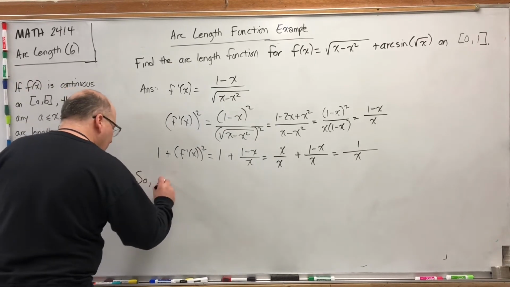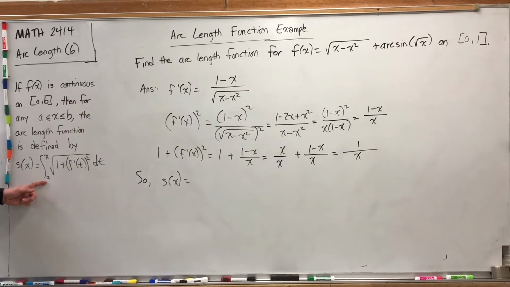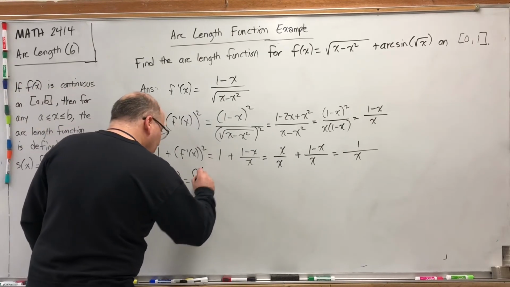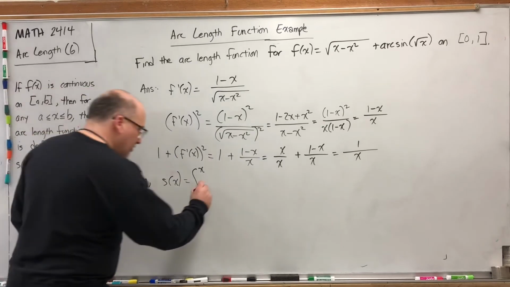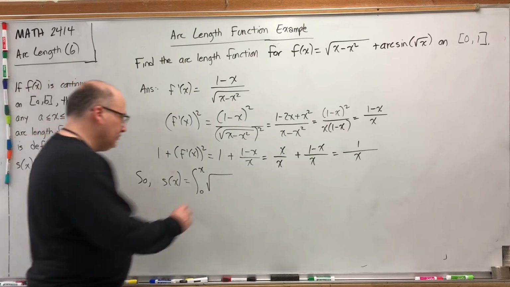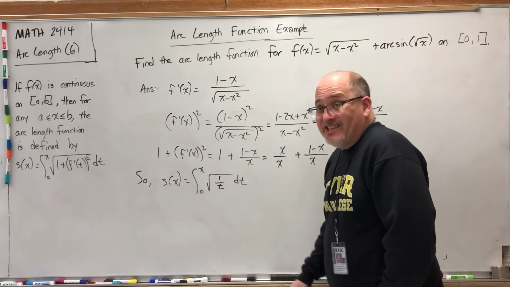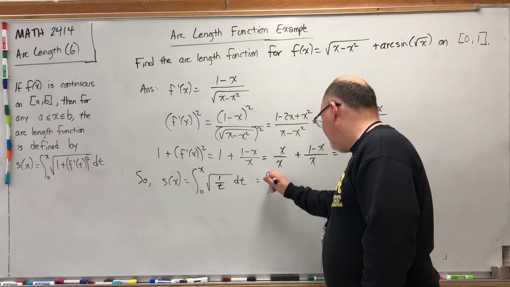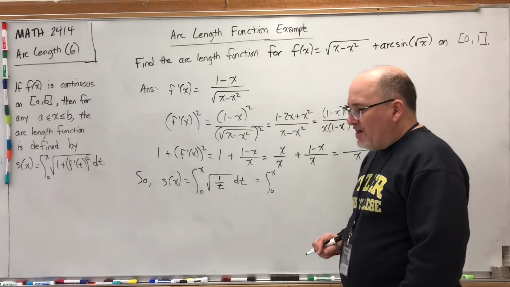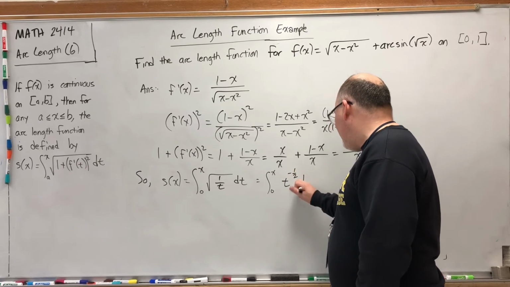So our arc length function is the integral from the lower limit, which was 0, to a generic upper limit of x, the integral from 0 to x of the square root of that last result except with a t. And even this is an easy integral because the square root of 1 is 1. The square root of t is t to the 1/2, but it's in a denominator, so if we move it upstairs, we get t to the negative 1/2.